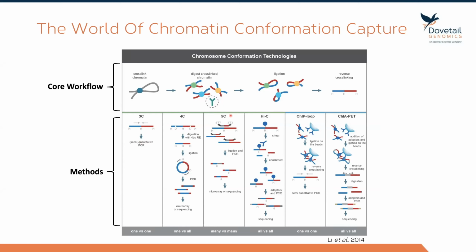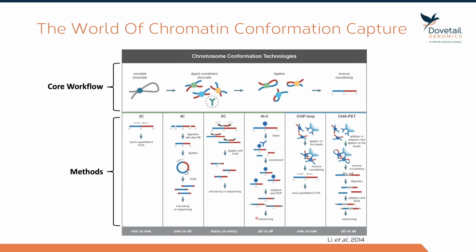Then you could do a capture approach where you have a set of loci that you're interested in. So you build up oligos to target those many loci, and then you pull down and you can ask, what is interacting with my known target region? So this moves from a one versus all scenario to a many versus many. You're capturing many loci, and you're asking what are the other many loci that are interacting with them.